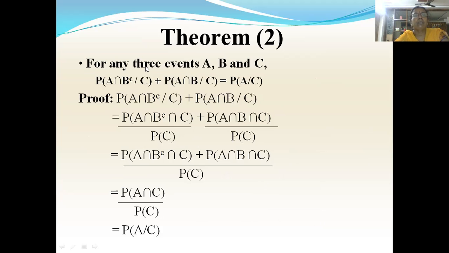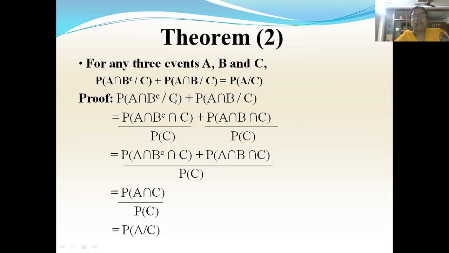Now next theorem: for any three events A, B and C, P of A intersection B complement given C plus P of A intersection B given C is equal to P of A given C. Now we'll see the proof of this, how to prove this. To prove this, we are considering this LHS. LHS is given as P of A intersection B complement given C plus P of A intersection B given C. Now here we'll be using again the conditional probability definition.